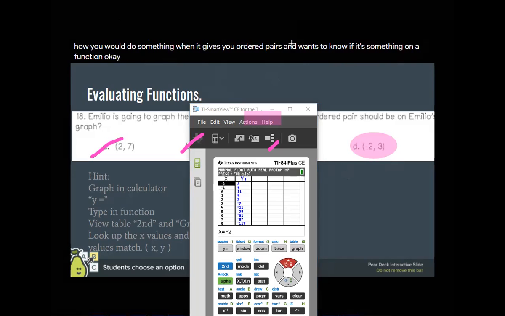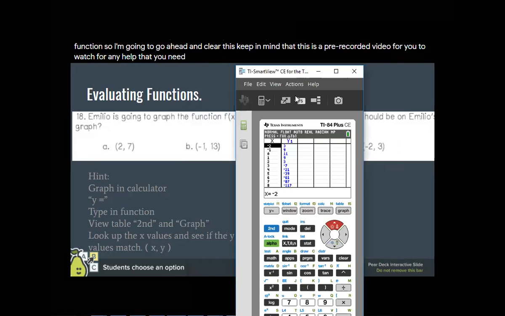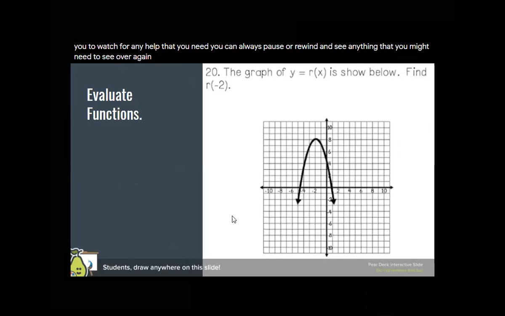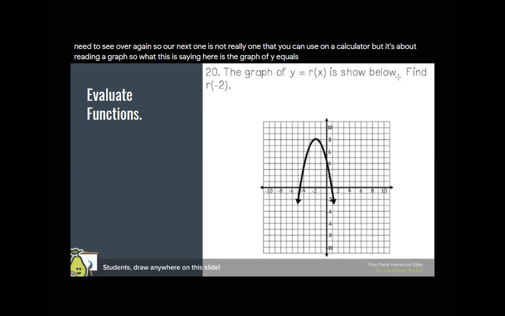Okay. So I'm going to go ahead and clear this. Keep in mind, since this is a pre-recorded video for you to watch for any help that you need, you can always pause or rewind and see anything that you might need to see over again. So our next one is not really one that you can use on a calculator, but it's about reading a graph. So what this is saying here is the graph of y equals r of x is shown below. Find r of negative 2.